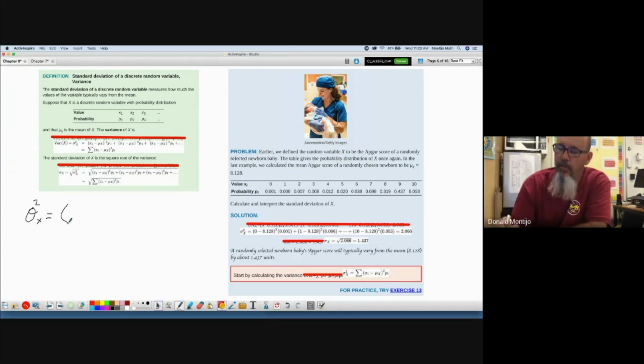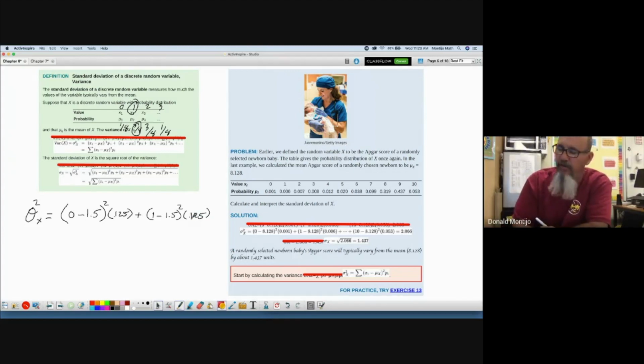So let's go back to having girls. Remember that x was 0, 1, 2, 3, and the probabilities were 1/8, 3/8, 3/8, and 1/8. The first value of x was 0 minus the mean 1.5, squared, times its probability of 1/8 or 0.125, plus the next value, 1 minus the mean 1.5, squared, times its probability of 3/8. And I have to do this for every single value.